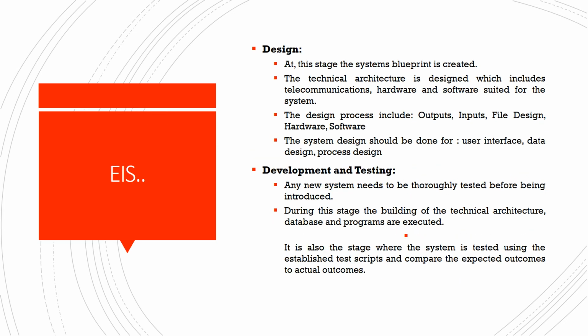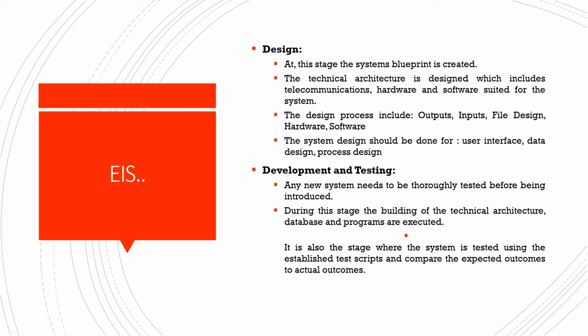Then what is actually a design? In design, the system blueprint is created. When you want to construct a house, we produce a plan, no? Like that, at this stage the system blueprint is created. The technical architecture is designed, which involves telecommunication, hardware and software suited for the system. The design process includes outputs, inputs, file system, hardware and software. The system design should be done for user interface, data design and process design.